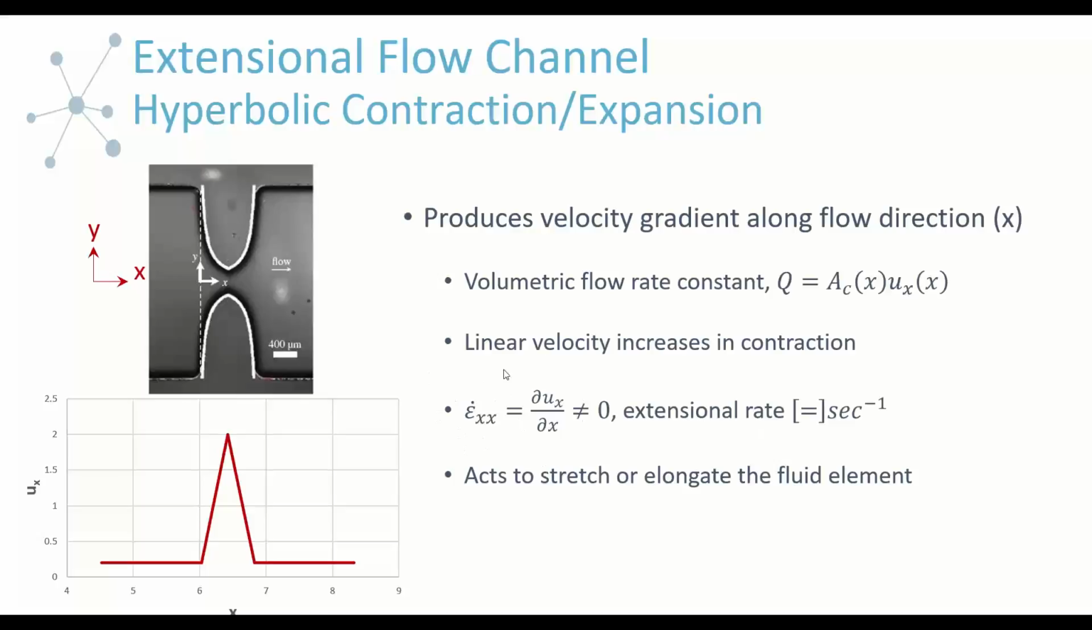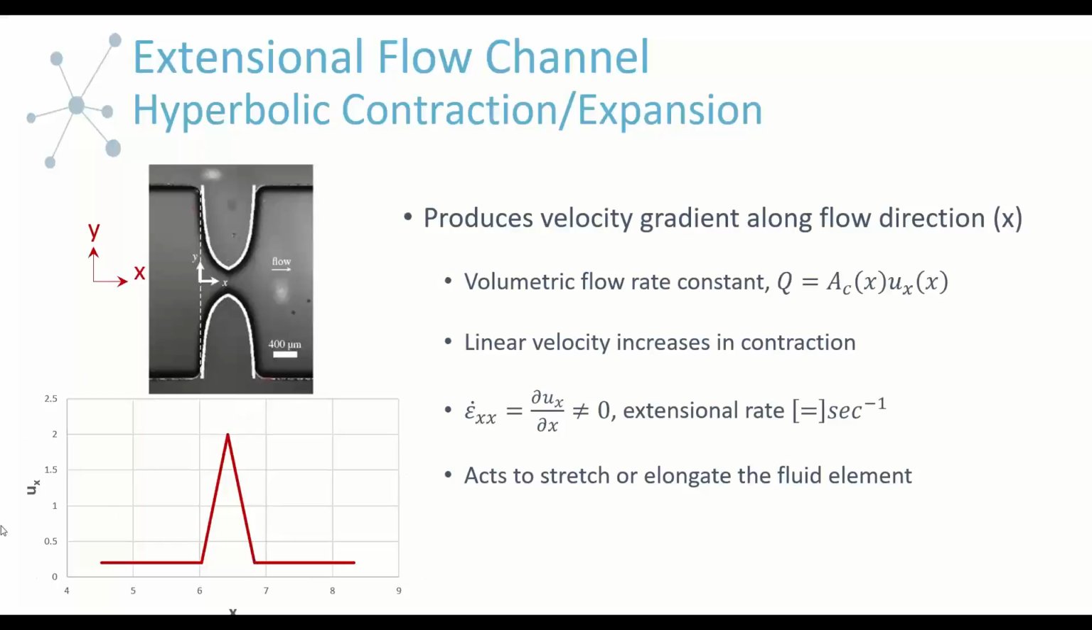Here we have this extensional rate in the x direction, which is just this gradient in our velocity. This is what we define as our extensional rate. You can think of this as acting to stretch or elongate the fluid element. We'll talk a little bit more about it later, but the specific reason that we've used a hyperbolic contraction is that this, in theory, gives us a constant elongational rate as we enter into the flow channel.